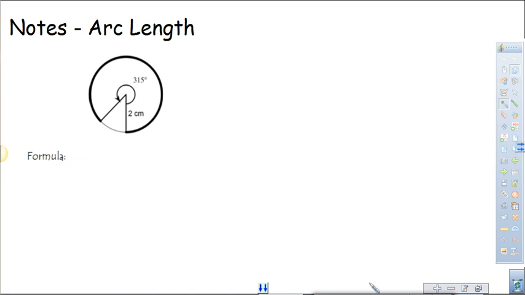Notes on arc length. So we've already discussed how arcs can be measured in degrees. So this is different. That's the measure of the arc, and this is the arc length. So you do need to be careful in the directions to see which one they're asking for.